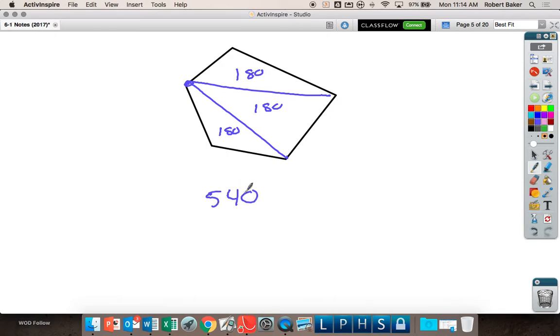540 degrees. Guys, this is straight up skateboard math. Right? 180, 360, 540. So inside of every pentagon, there is 540 degrees.